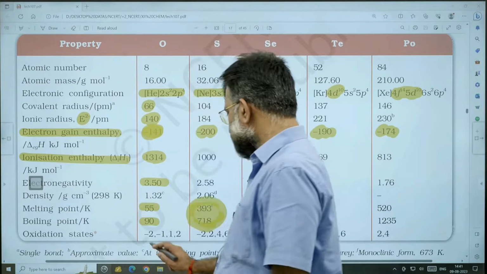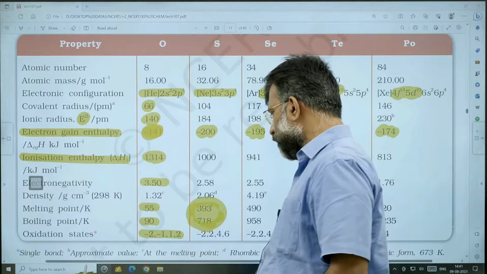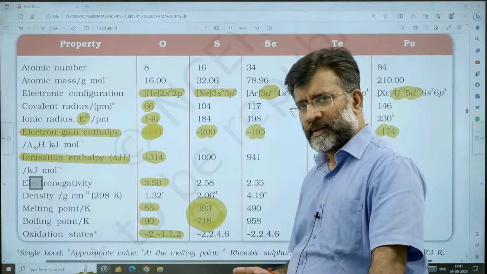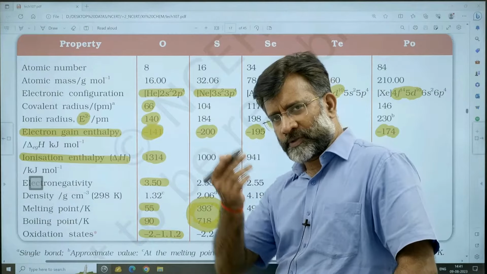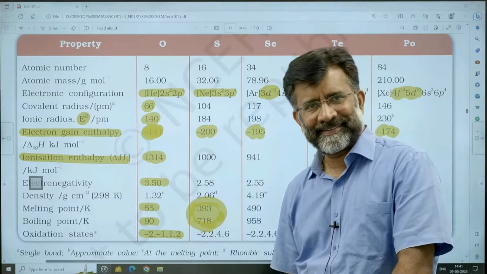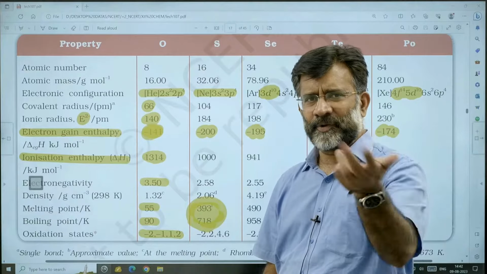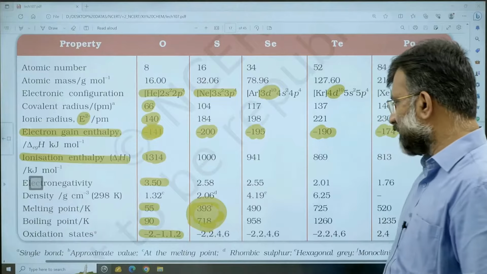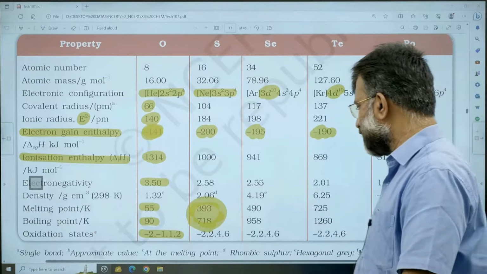Oxidation state. So oxygen having -2, -1, +1, +2. With whom can oxygen show positive oxidation state? None other than fluorine. With fluorine, oxygen can show positive oxidation state, not in other cases.